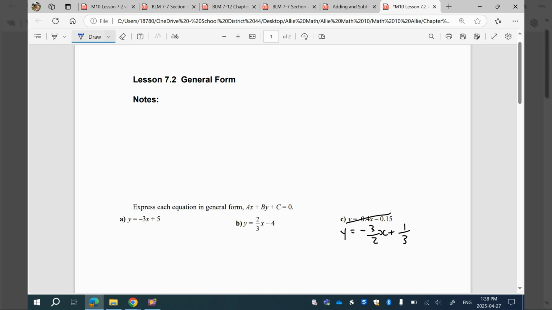Hello, everybody. Here we are, 7.2 general form. And general form is another form of an equation for a linear relation. Here's the equation right here, but I'll write it out for you again. It looks like ax plus by plus c equals 0.